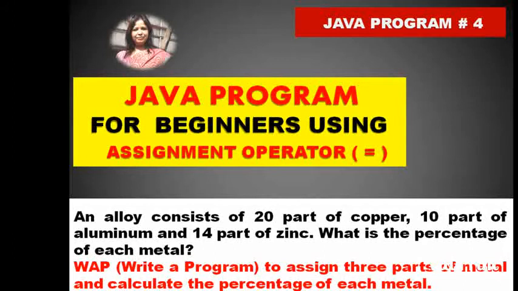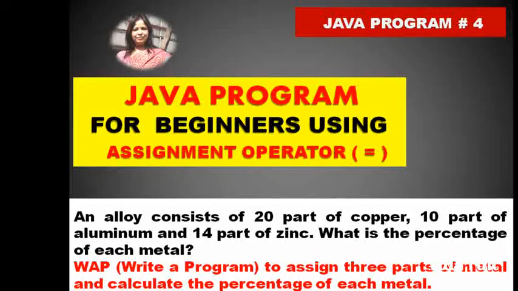An alloy consists of 20 parts of copper, 10 parts of aluminium and 14 parts of zinc. What is the percentage of each metal? You have to write a program to assign 3 parts of metal and calculate the percentage of each metal.